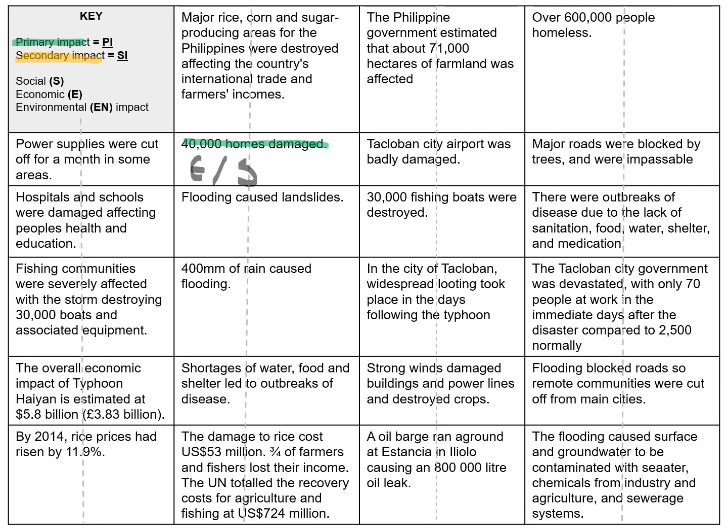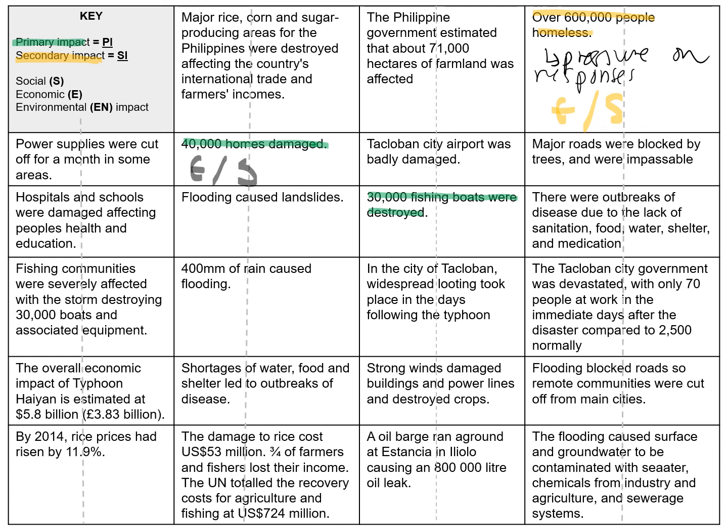Now, a secondary impact of this would be this one here, that over 600,000 people were made homeless. This is going to put pressure on responses. So this could be an economic challenge and also a social challenge. 30,000 fishing boats were destroyed. This would be a primary impact.